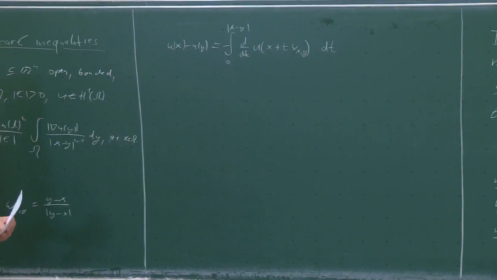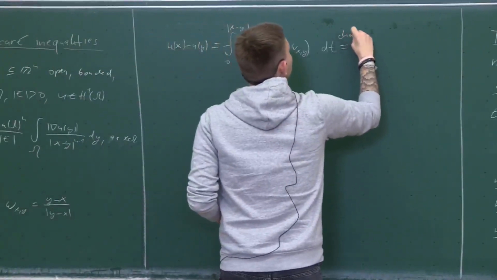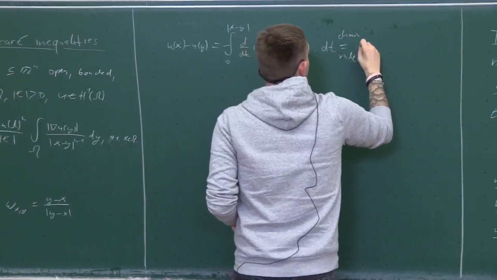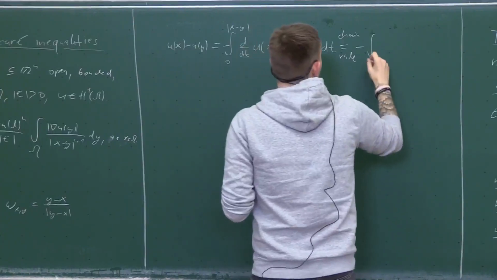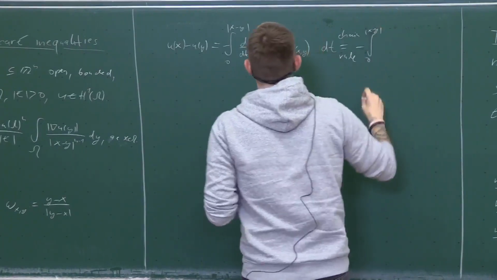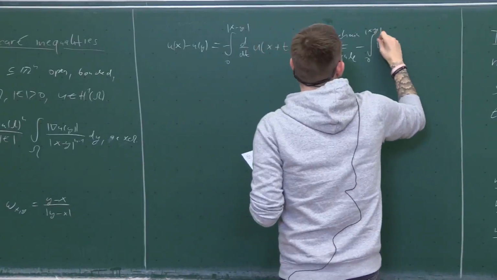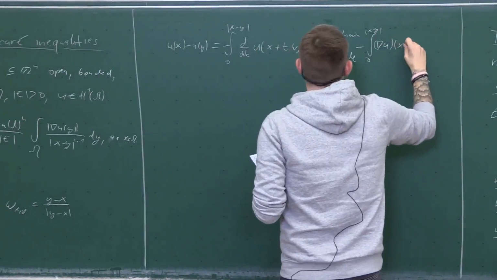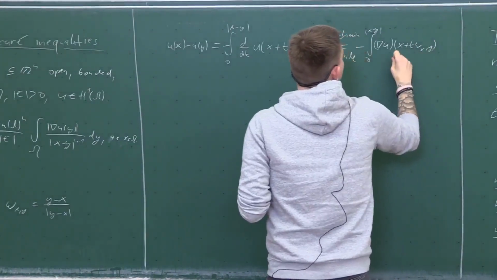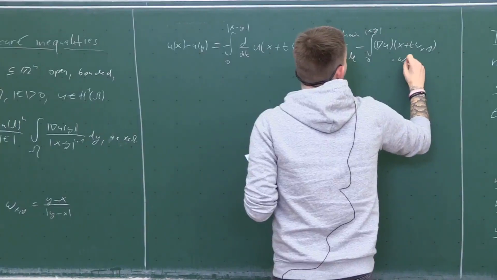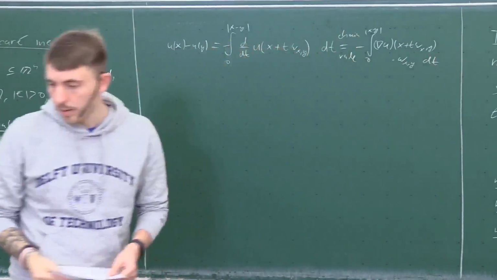Okay, so this is somehow a bit the difference and where it comes from. Then we can again compute this by the chain rule, and then get minus the integral from 0 to |x − y| of the gradient of u evaluated in x + t ω_xy, and then an inner product with ω_xy, dt. Okay.